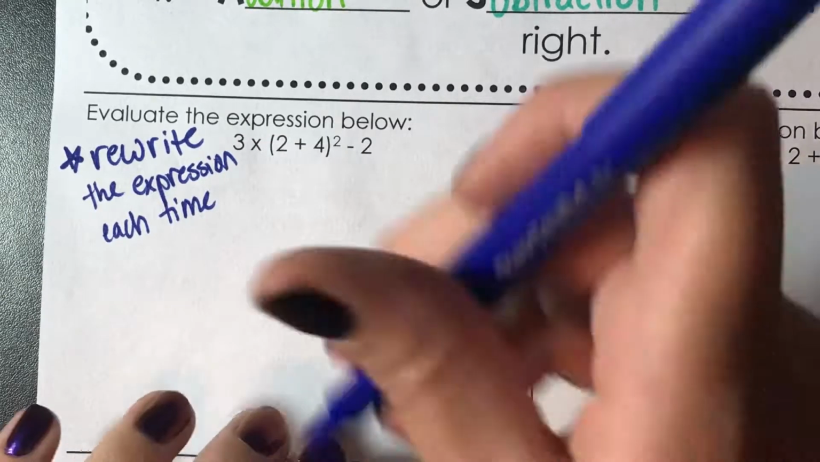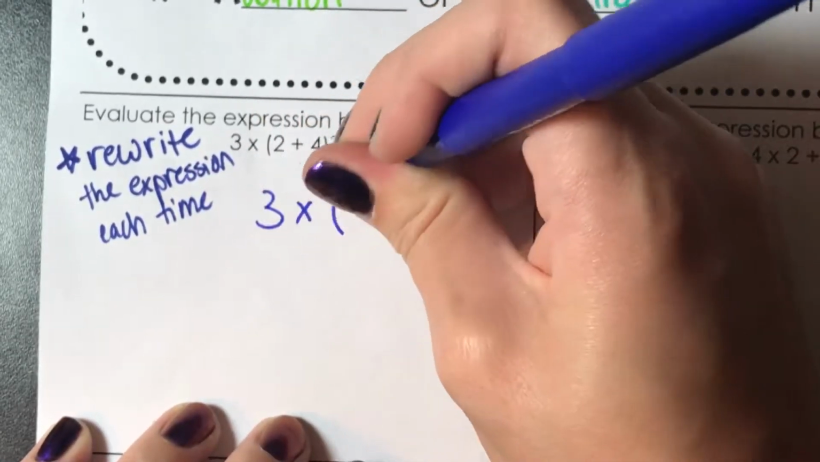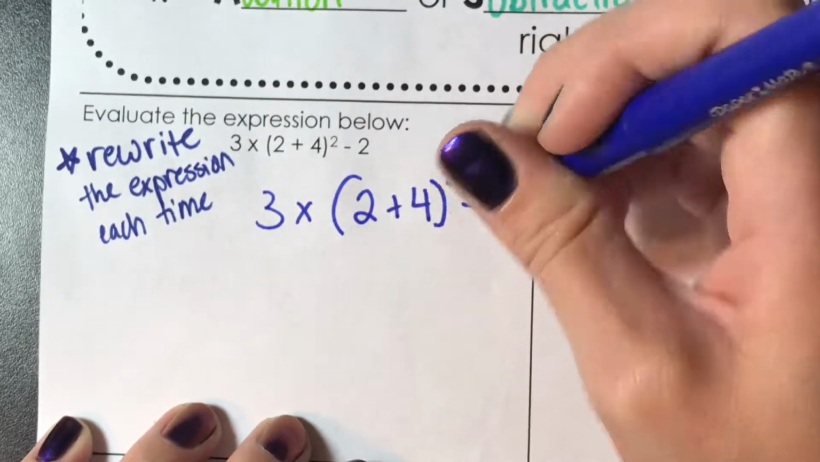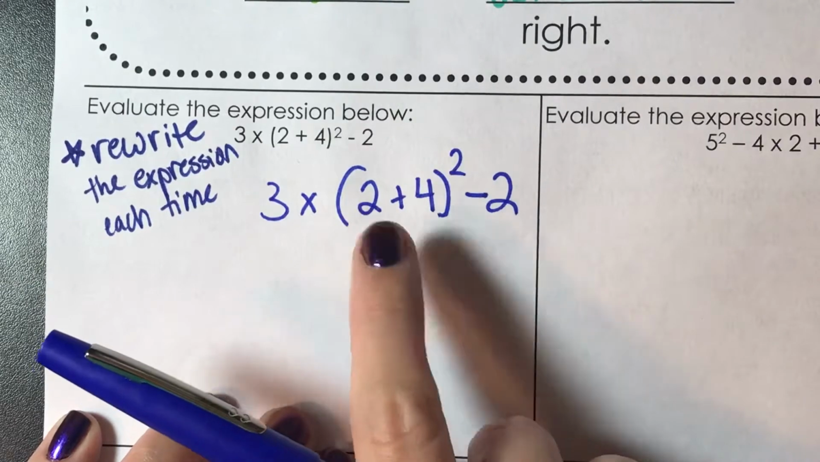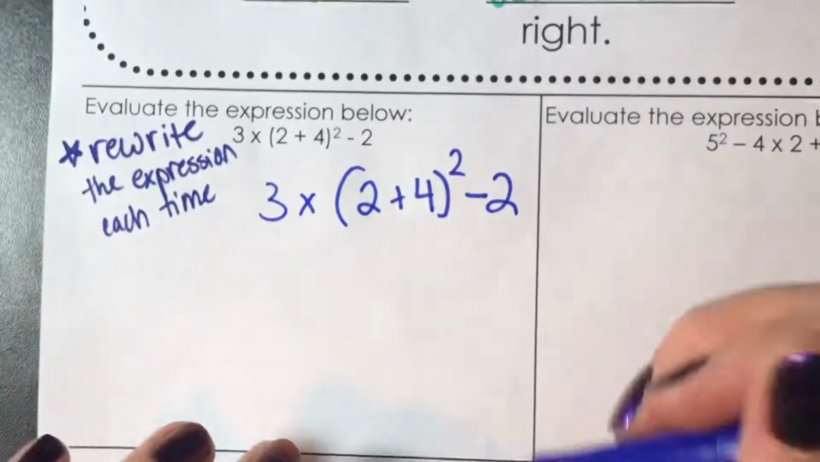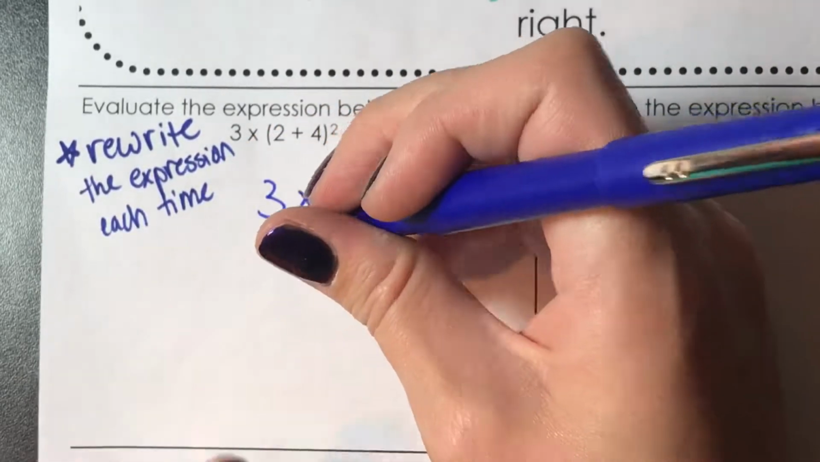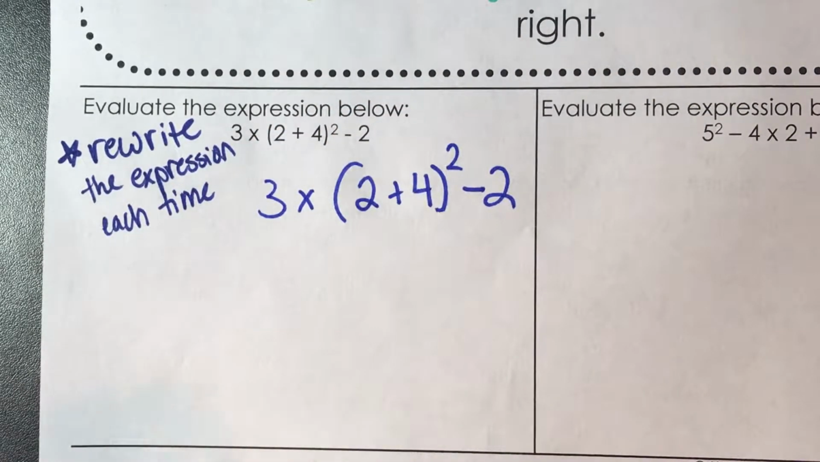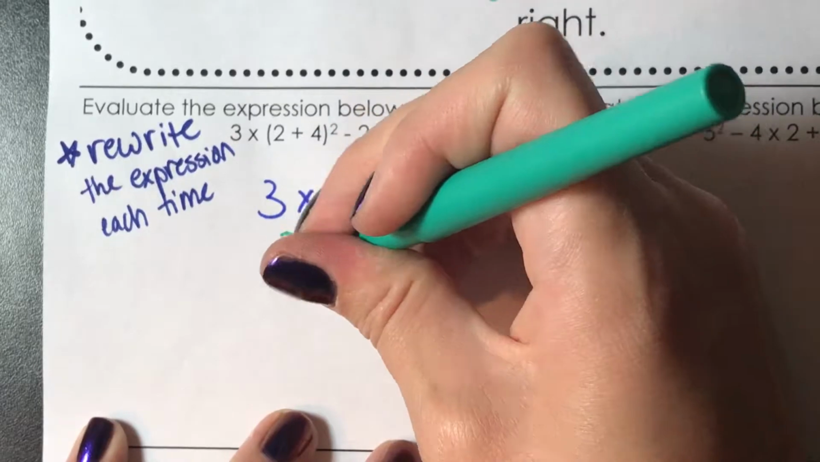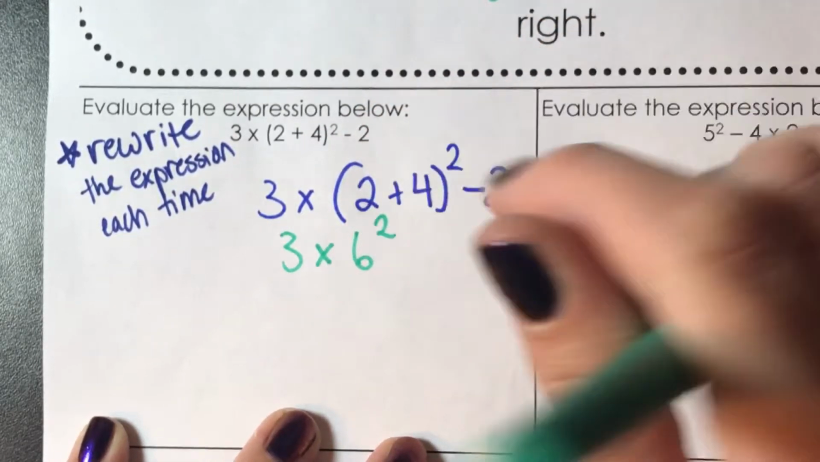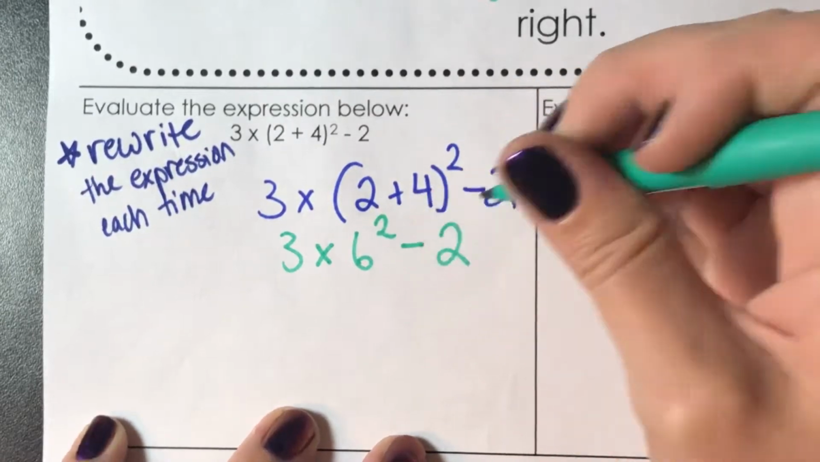So let me start it off with 3 times (2 plus 4) to the 2nd power minus 2. Are there parentheses? Yes, there are. I'm going to solve this first. So 2 plus 4 is 6. I'm going to rewrite it. I'm going to change color so you see that I am adjusting. So this is 3 times 6 to the second power now, minus 2.